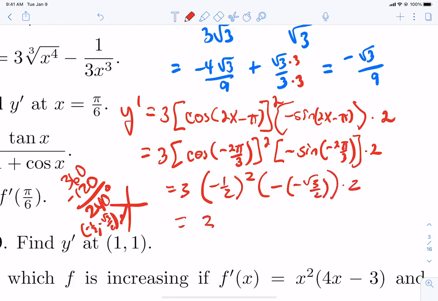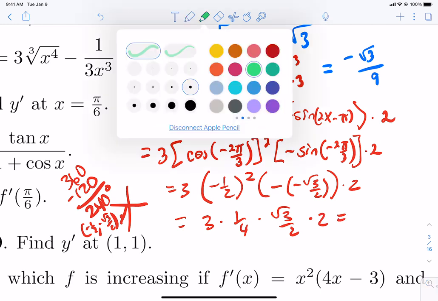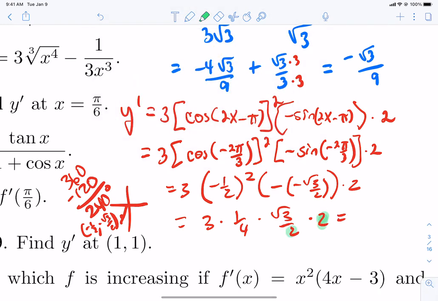And then we're going to get 3 times 1/4 times square root of 3 over 2 times 2. So we can cancel these 2's out right here if you want to. So on top we're left with 3 square root of 3, and on the bottom we're left with a 4. So there's that one. It's a good old unit circle problem for you.